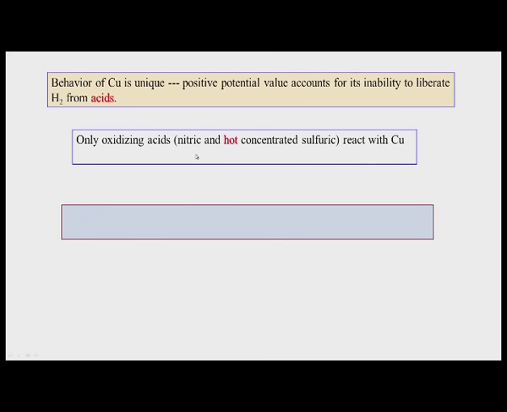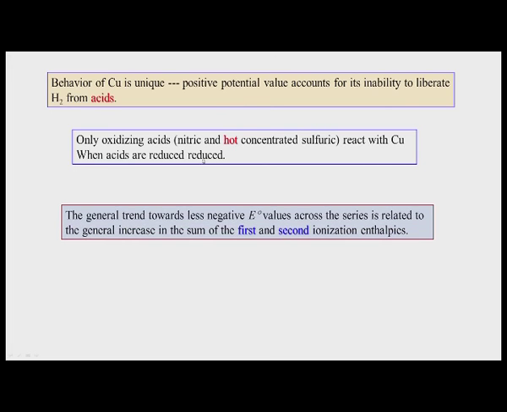What is that acid? That acid is nitric acid, and sometimes it is hot and concentrated, and also sulfuric acid, which should be hot and concentrated. In these cases, nitric acid, which we all know is a typical oxidizing agent, and sulfuric acid in hot and concentrated condition can react, and these acids are reduced. So in all these cases it is the acids that are reduced.